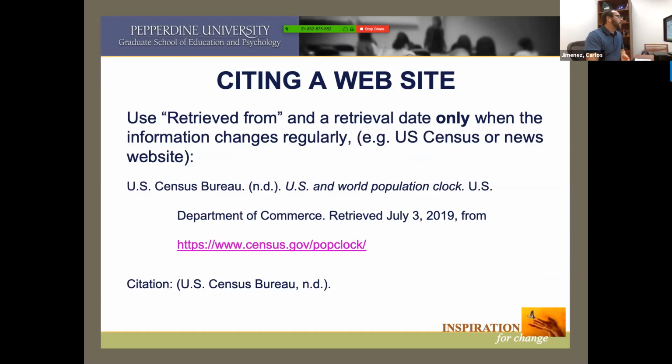So yeah, retrieve from is no longer needed, only when you have a date that you need to include, like when you accessed this. So like the US Census Bureau might be not a static page, so they want you to use this retrieval date in the reference entry. But if the date itself is not available on the page when it was updated or anything, then you'll use this n.d.